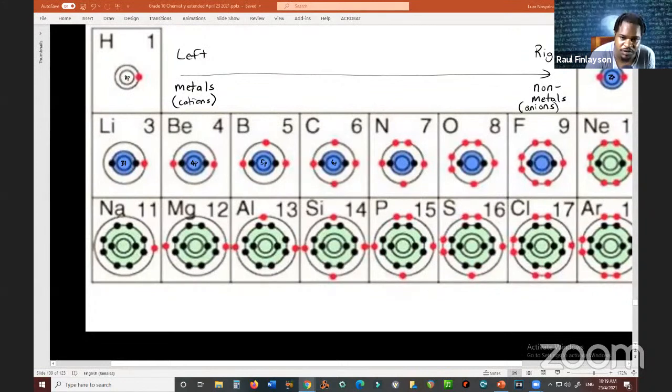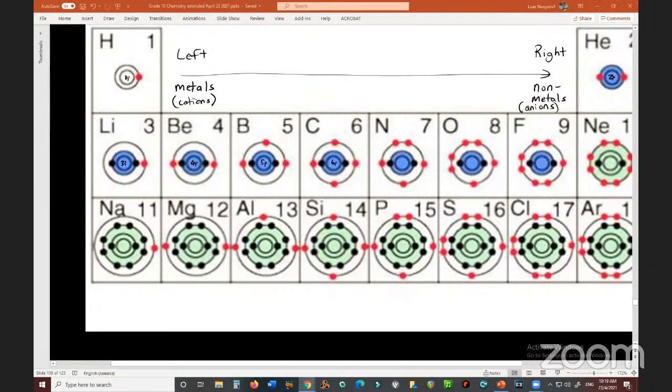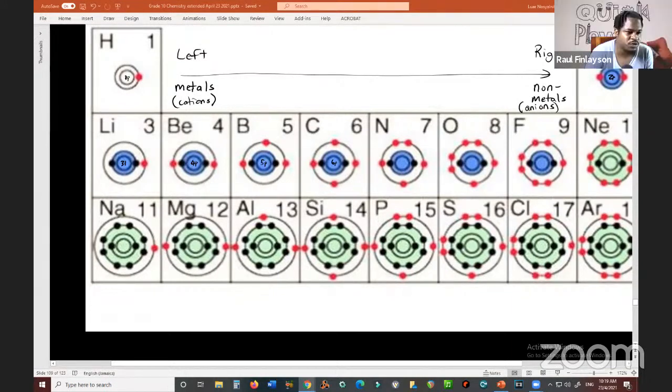Right, that's the question. How can an atom become an ion? Yes, go ahead. The ion has a positive charge, sir. Yeah, but what causes it to have a positive charge?